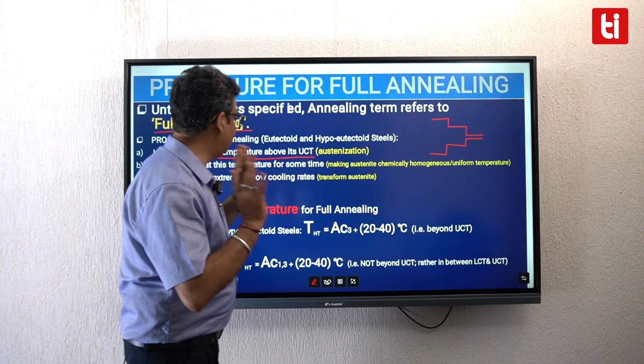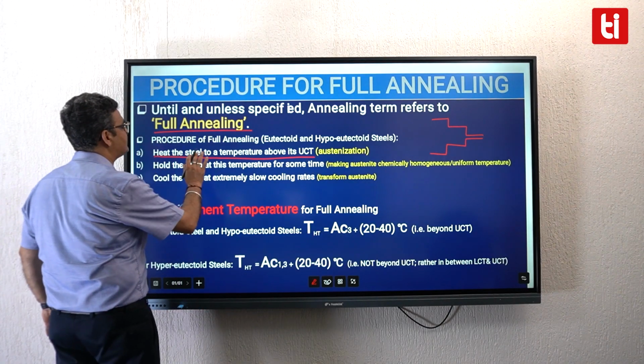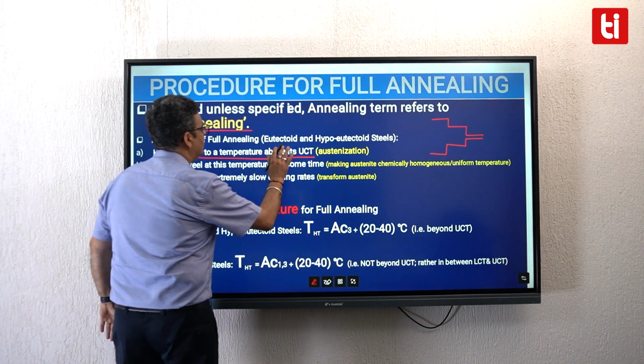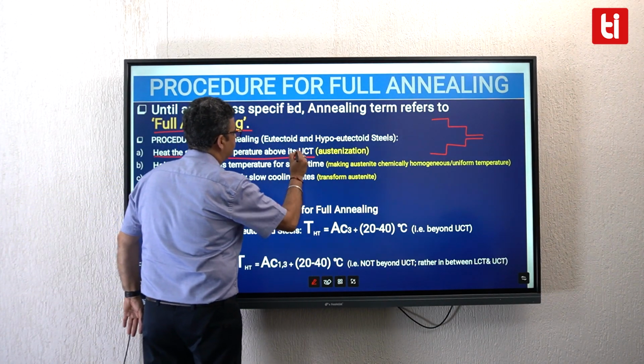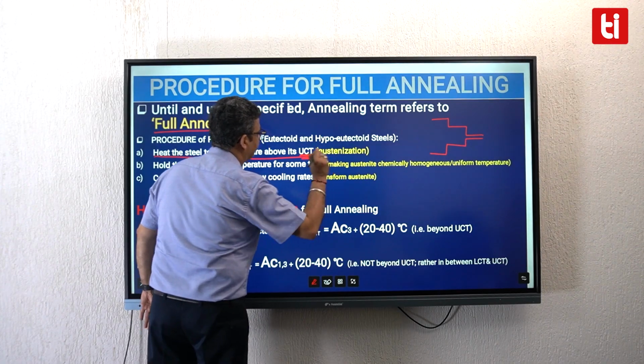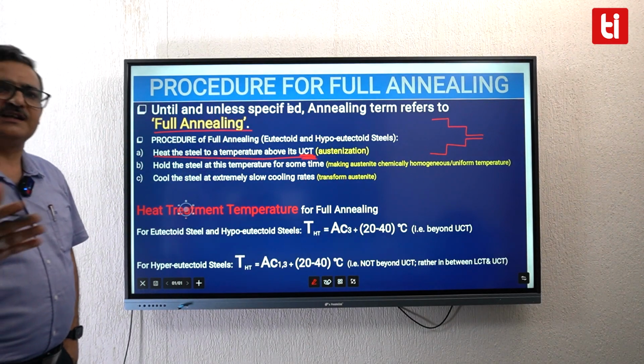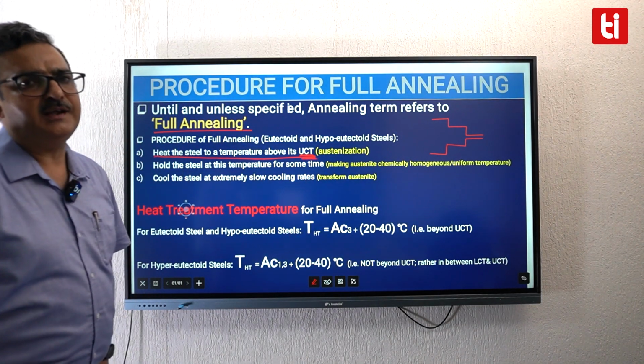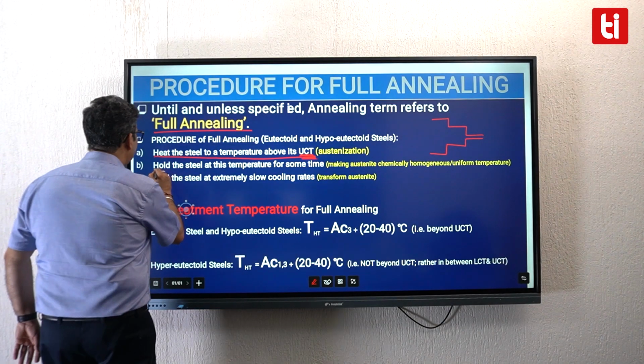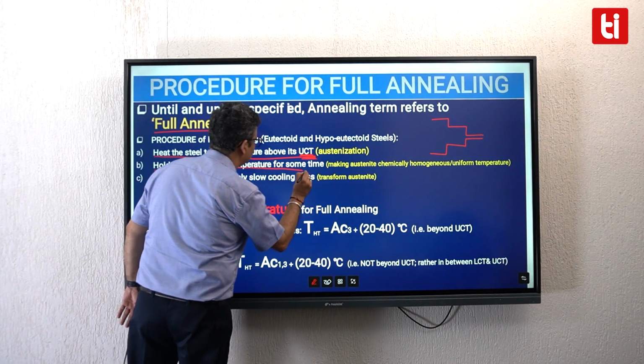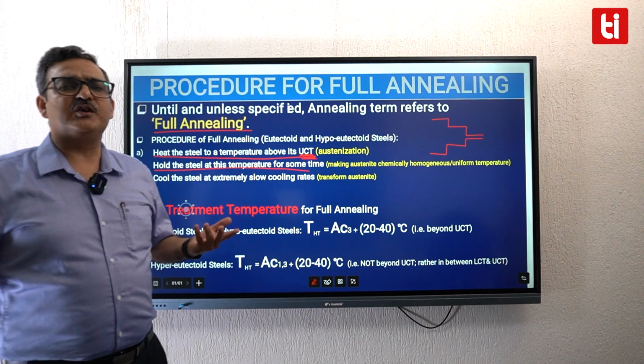बट ठीक है, सो फर्स्ट स्टेप इज यू हीट द स्टील फ्रॉम द रूम टेम्परेचर टू heat treatment temperature, which generally would be more than the upper critical temperature of the steel that is receiving this full annealing heat treatment. Then you'll hold the steel at the heat treatment temperature for some time. Students, why do we hold?